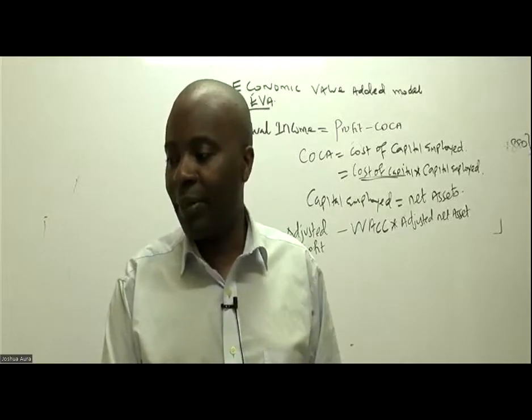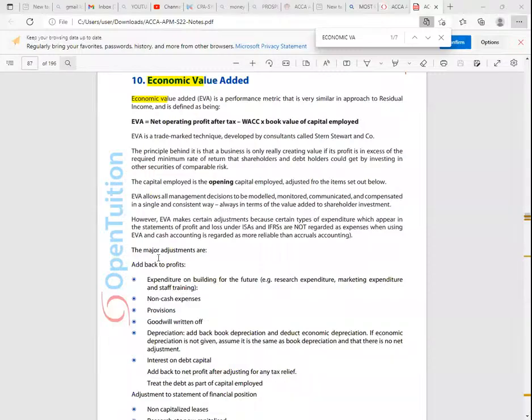And I would want to project something here so you can go now through these notes having discussed them. So you're saying that the economic value added model is a performance metric that is very similar in approach to residual income and is defined as EVA is net operating profit after tax minus WACC times book value of capital employed. EVA is a trademark technique developed by consultants called Stewart and Company. Don't cram that. There is no examiner who will ever ask you that kind of a silly question.